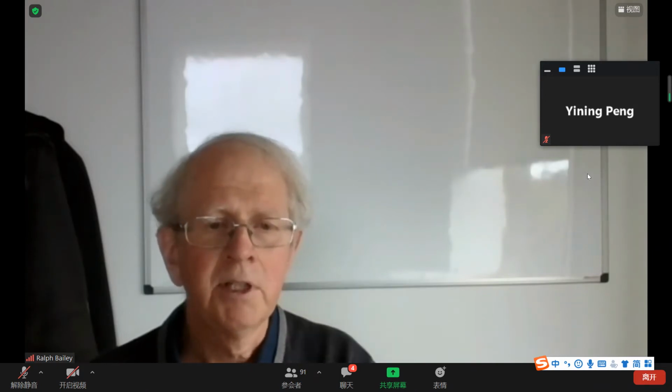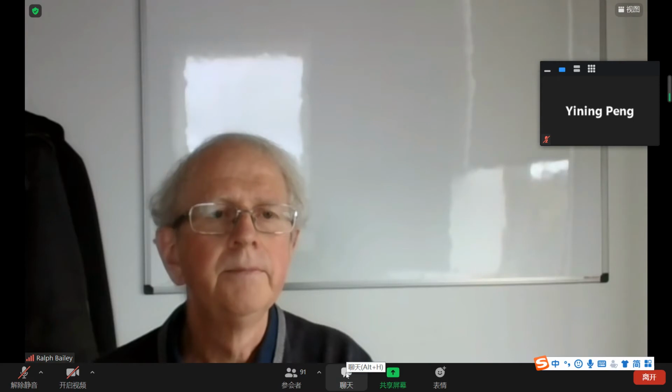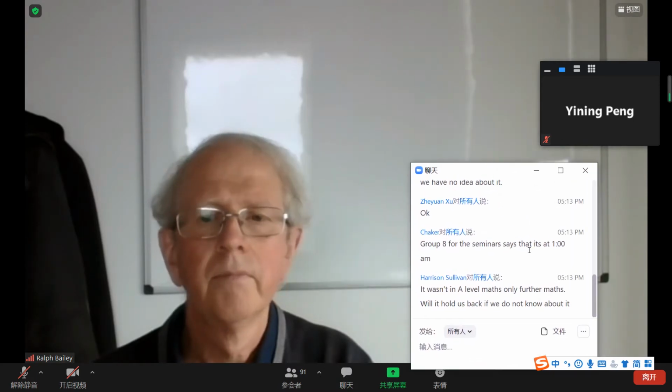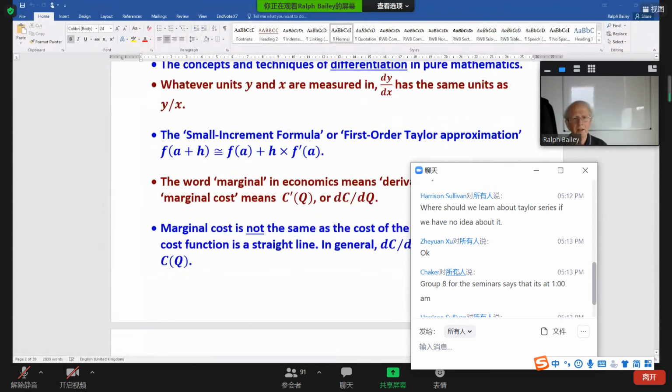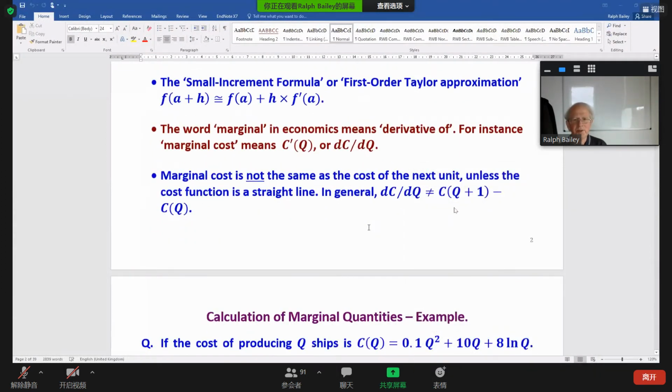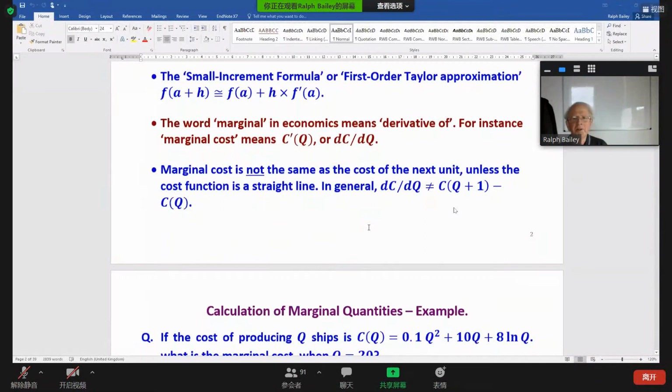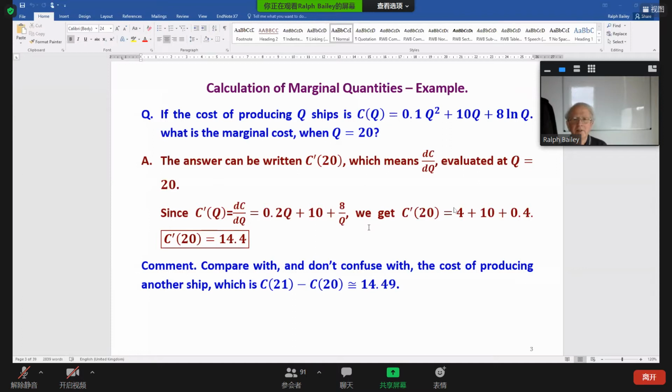I'm going back to share screen now. So, for example, the marginal cost of producing ships. So there's the cost function for ships. I'm just checking that it is an upward sloping curve. I think it will be. Sub in Q for 20. We'll come to that in a moment anyway.